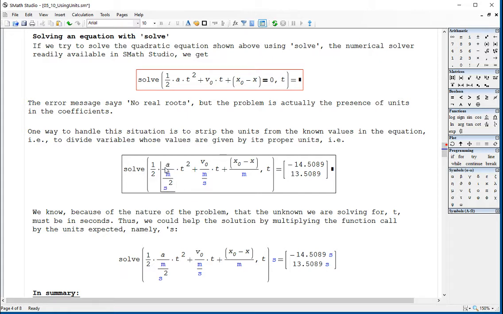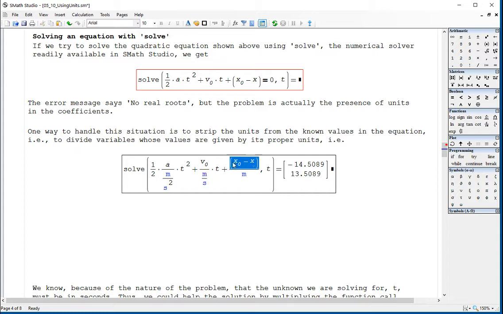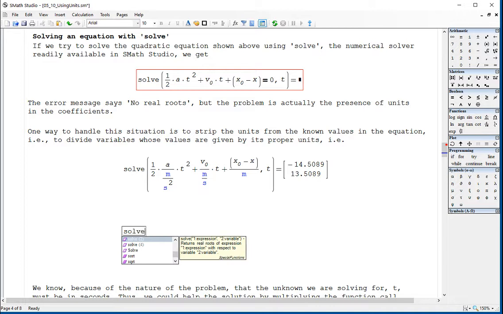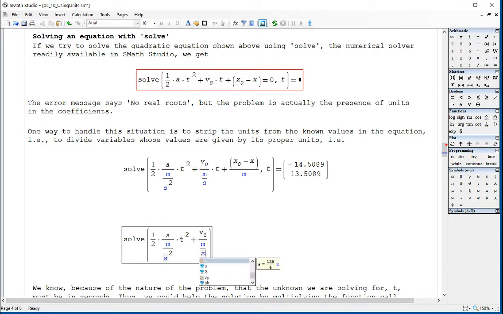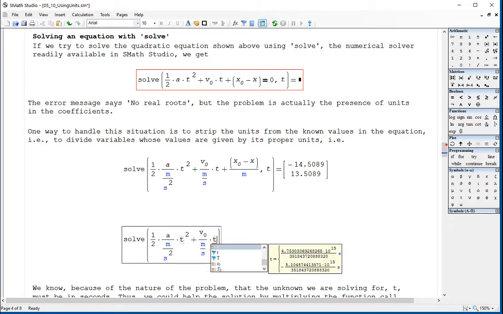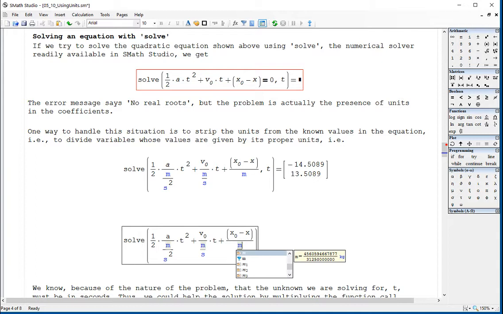And so acceleration a, you divide by m over s squared. Now that looks a little bit complicated, but it's not so. Velocity, divide by meters per second, x minus x0, divide by meters, and let it solve for t. So I'm going to type this so you can see it's not that complicated. Solve 1/2 space bar times a divided by quote m divided by quote s squared, spacebar times t squared plus v sub 0 divided by quote m divided by quote s, spacebar times t plus x0 minus x divided by quote m for meters.